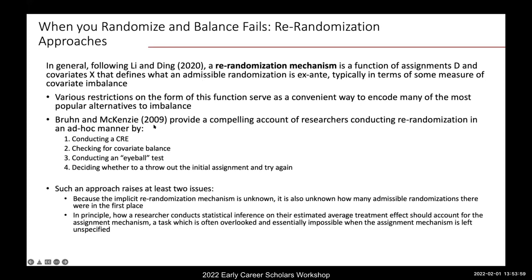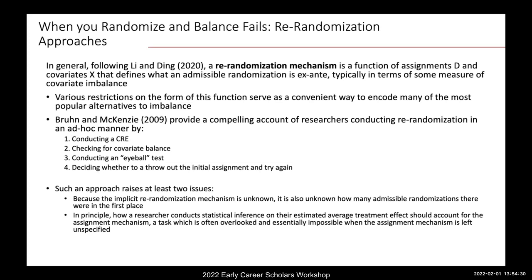Bruhn and McKenzie 2009 have a compelling account of researchers conducting re-randomization in an ad hoc manner. What they do is conduct a completely randomized experiment assignment mechanism and check for covariate balance. This is what you typically see in the balance table in papers. We conduct an eyeball test to say, oh, this is more or less okay or not, and then we decide whether or not to throw out the initial assignment and try again.